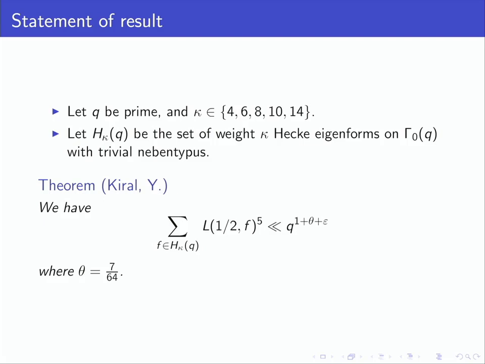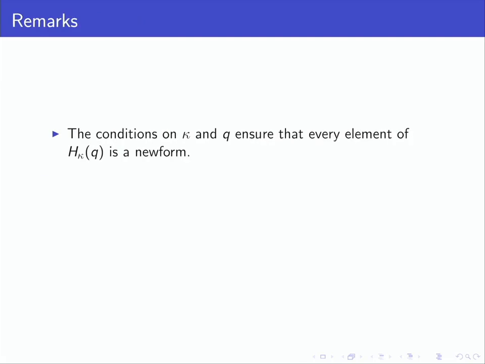The dimension of this space is proportional to Q, so we have Q things. In my mind, I like to think of theta equals 0, and then the upper bound is the same number as the dimension. So up to this Q^theta, it's Lindelof on average.